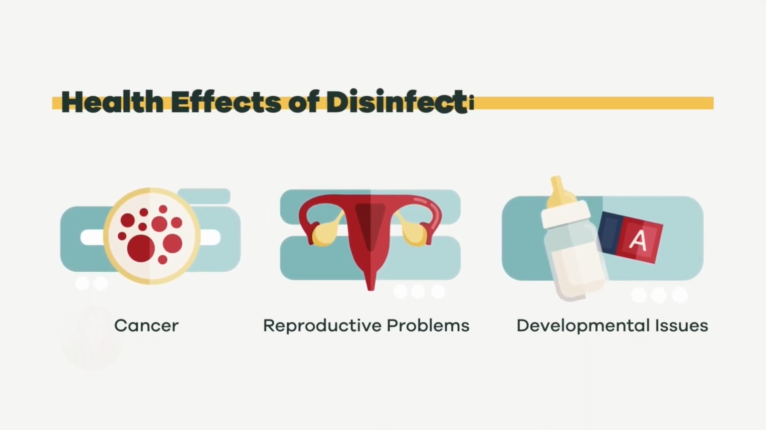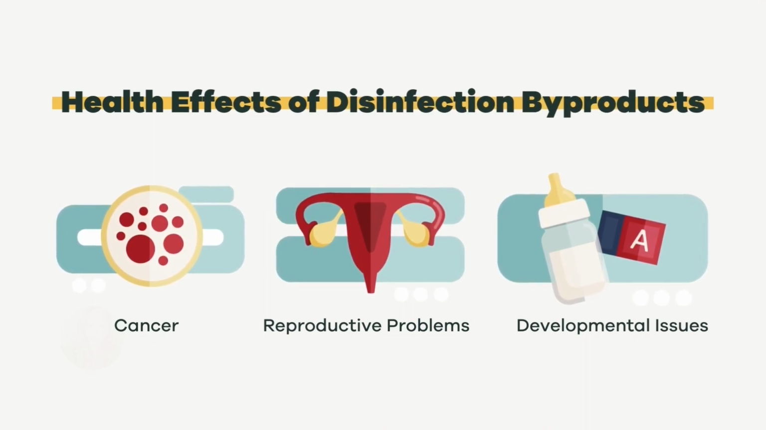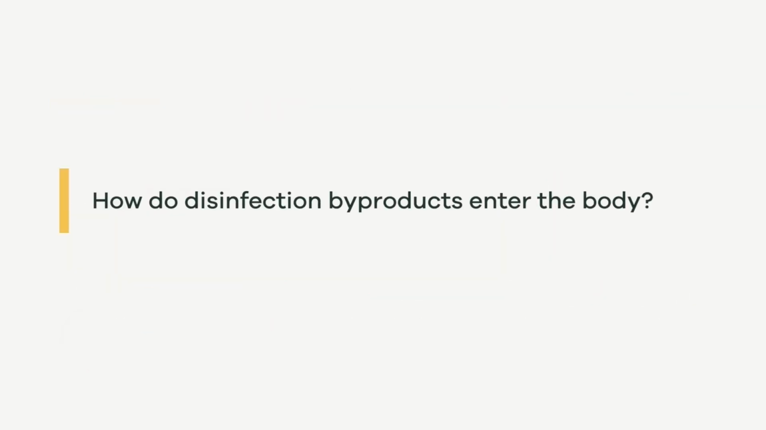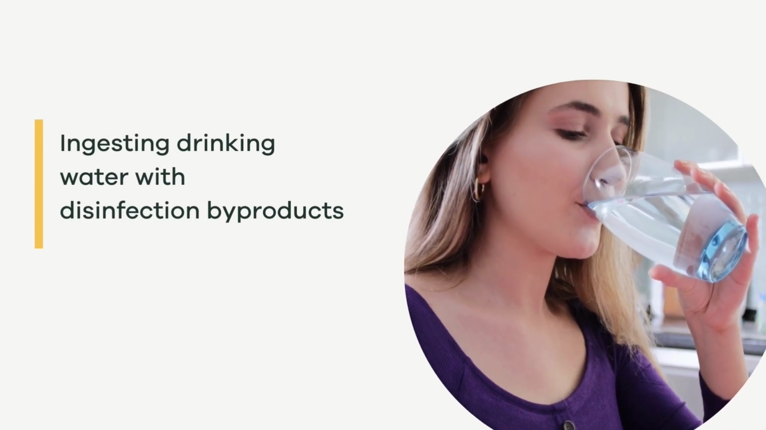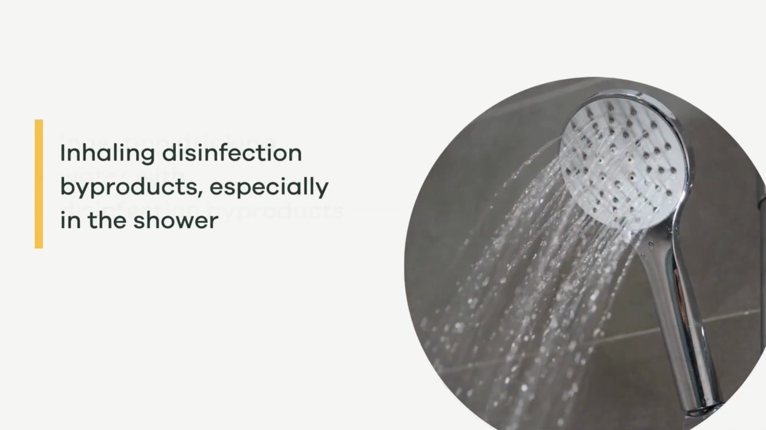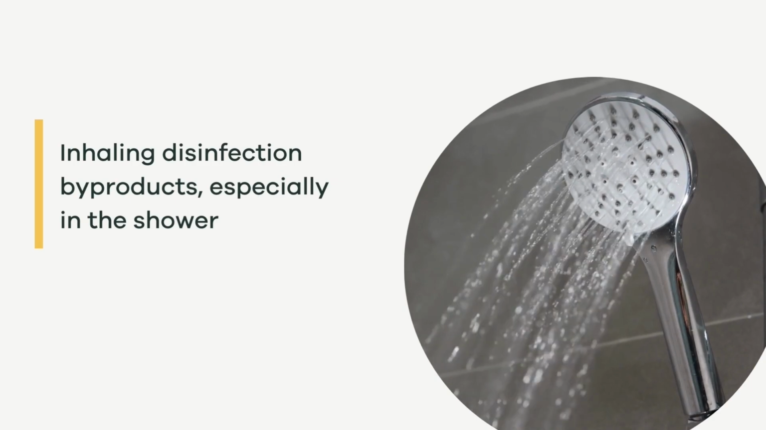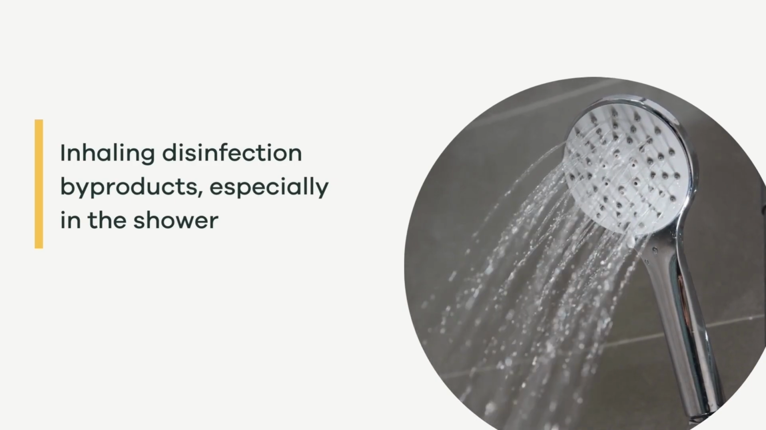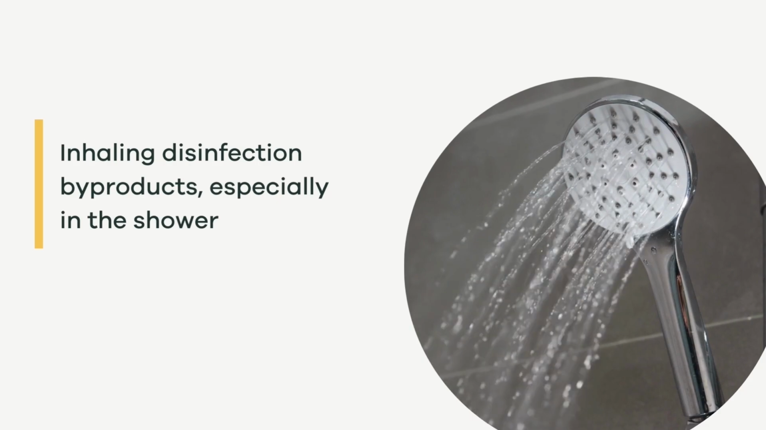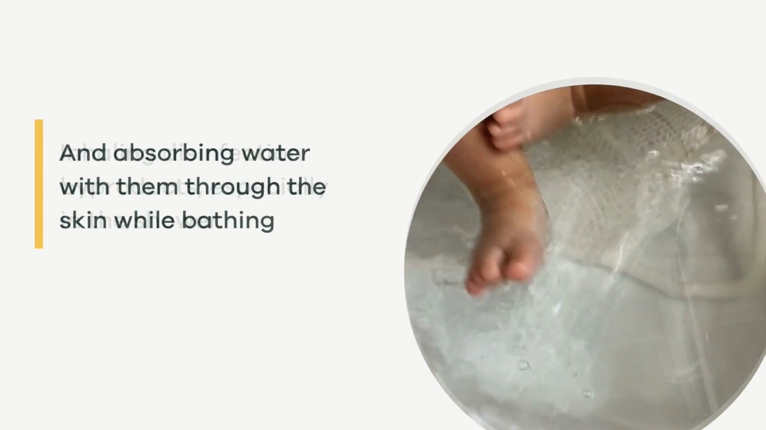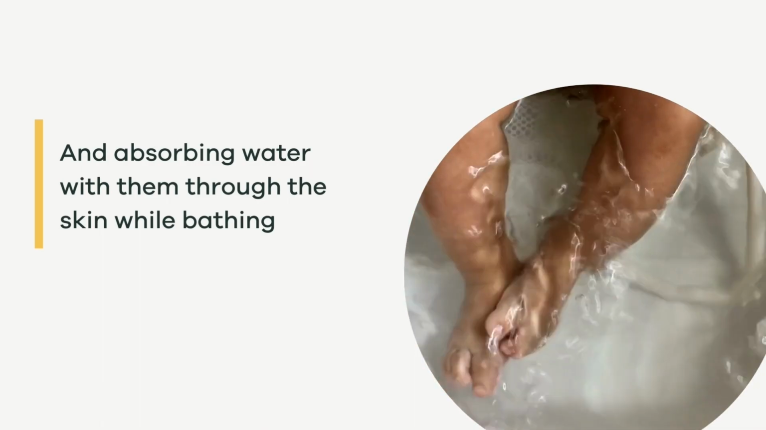While some disinfection byproducts have almost no toxicity, research in laboratory animals finds that others have been associated with cancer, reproductive problems, and developmental issues. There are a variety of ways that disinfection byproducts can enter into the human body, including ingesting water with disinfection byproducts, inhaling them, as they may be released into the air when using tap water or showering, particularly when water is at higher temperatures, and absorbing water with them through the skin while bathing.